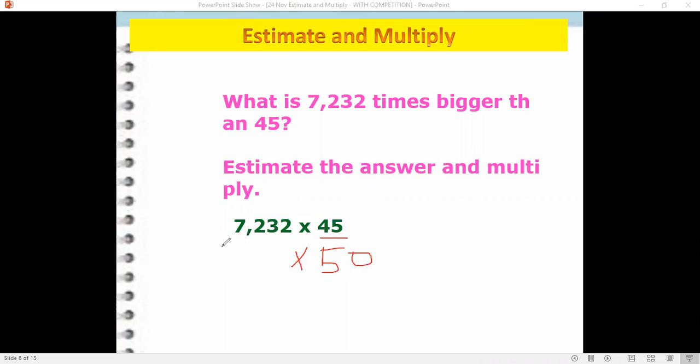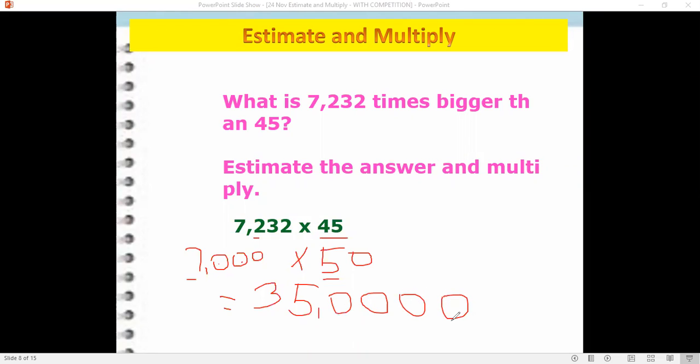times 7,232. This is only 4 or less, so we will just write 7,000. So 7 times 5 is 35. 1, 2, 3, and 4. Okay, 1, 2, 3, 4. So let's count the comma. 1, 2, 3, comma. Let's erase this one. So the answer is 350,000. All right.